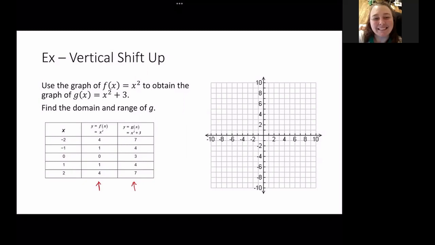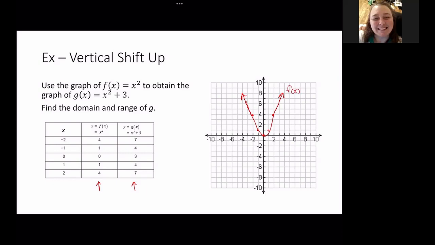So let's go ahead and look at what the graph is going to look like. I'm going to graph the original first. So we've got (0, 0), (-1, 1), and (1, 1), and then (2, 4) and (-2, 4). So what we've got is something that looks like that. Our original graph, okay? That one is going to be f of x.